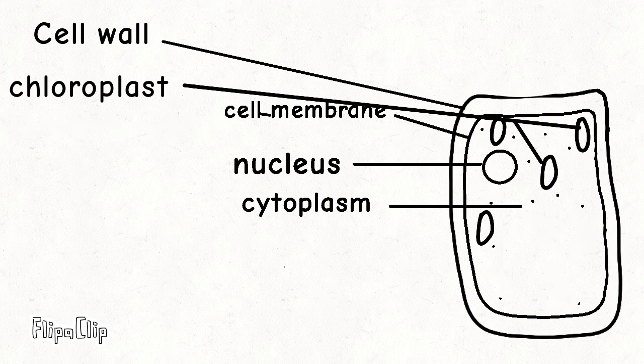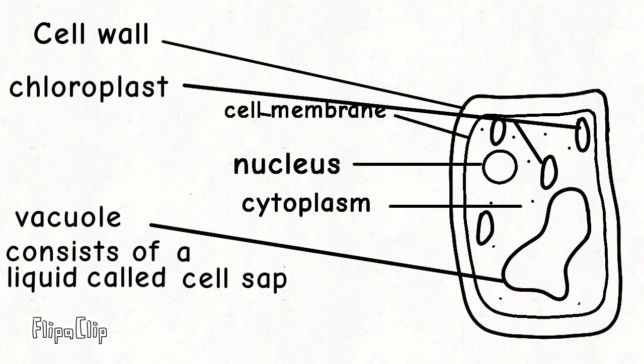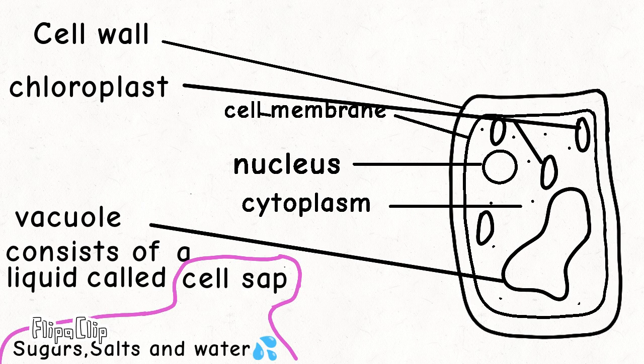The plant cell also consists of a large vacuole, which contains a liquid called cell sap that's basically a mixture of sugar, salts, and water that is stored and used when the cell is in need of it. It also plays a role in the movement of water into and out of the cell.